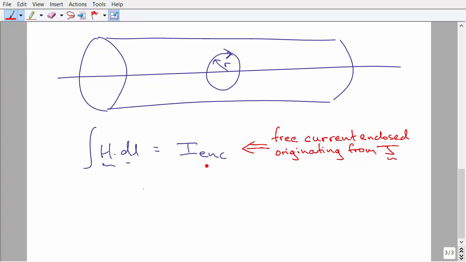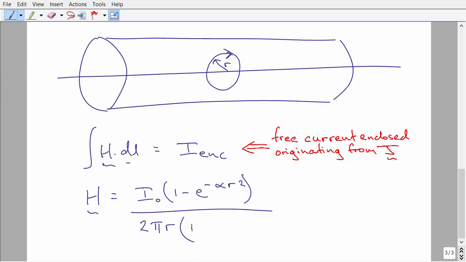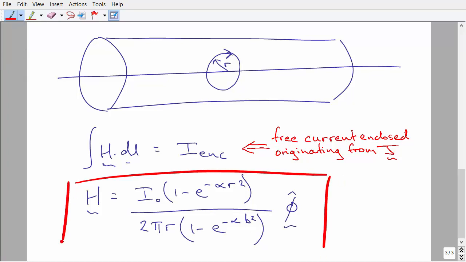Well, the right-hand side of the equation I've actually already done in the normalization integral, and you'll see that on the previous page. Instead of having an e to the minus alpha b squared, we get an e to the minus alpha r squared. But you should check that and complete that. And if you integrate the left-hand side around the loop and the right-hand side, the integral of J dot dA across this area, you'll get the following result.